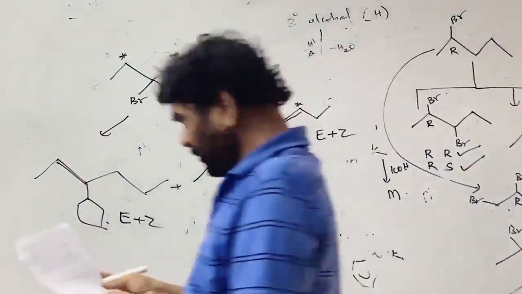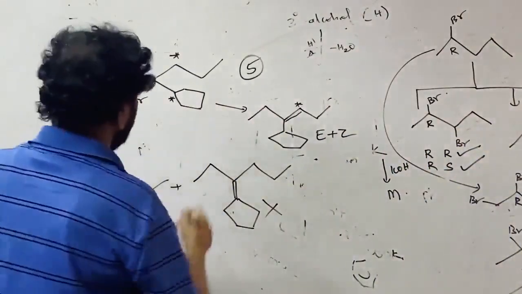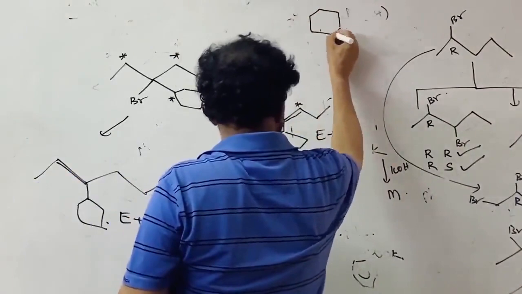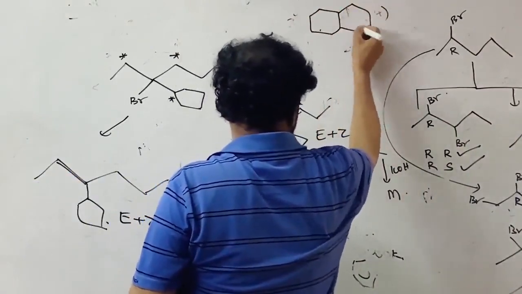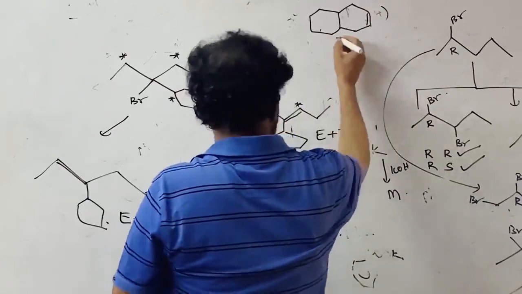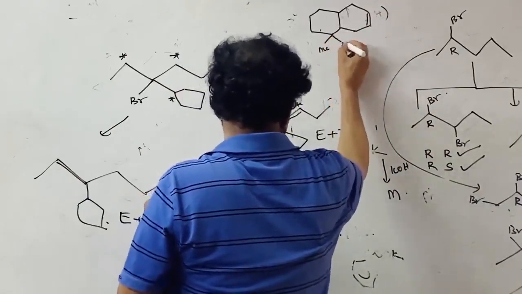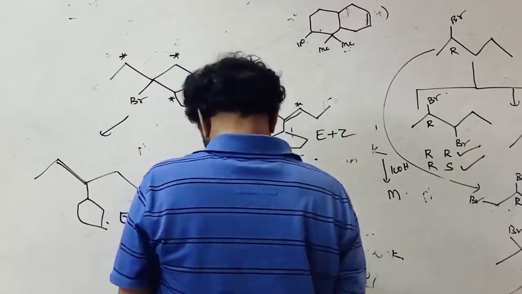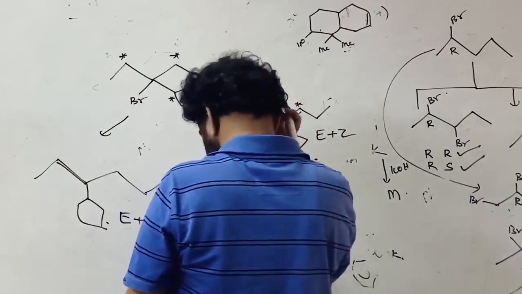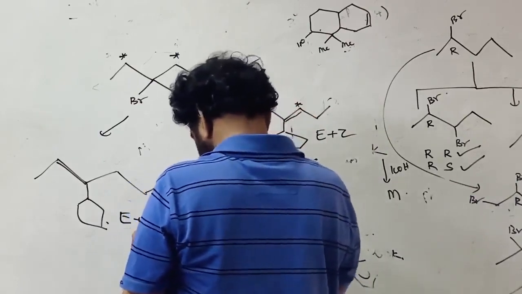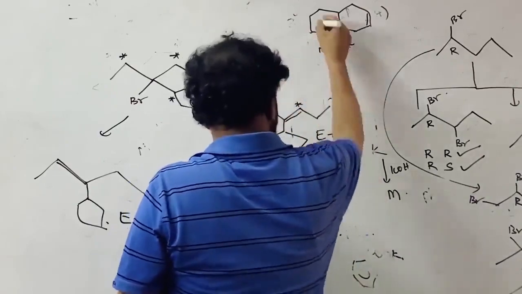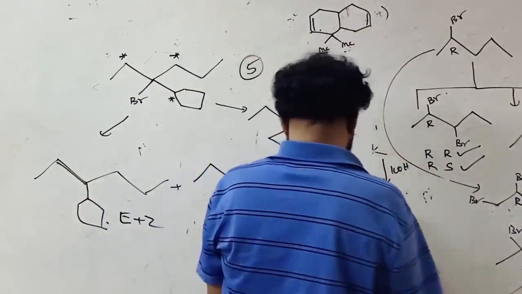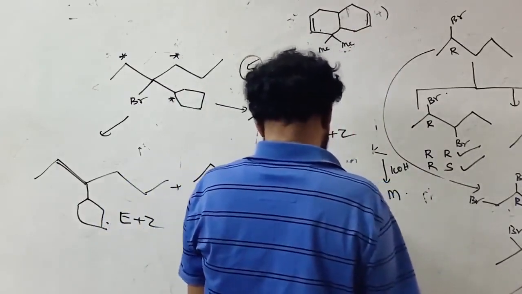Now for the last one, the answer is 4. That is the compound, whatever it is, and whether the rearrangement is there or not is a different story. This is the methyl, this is the methyl, and this is the OH. Now elimination: here rearrangement may also be possible. If this is the case, then what happens?